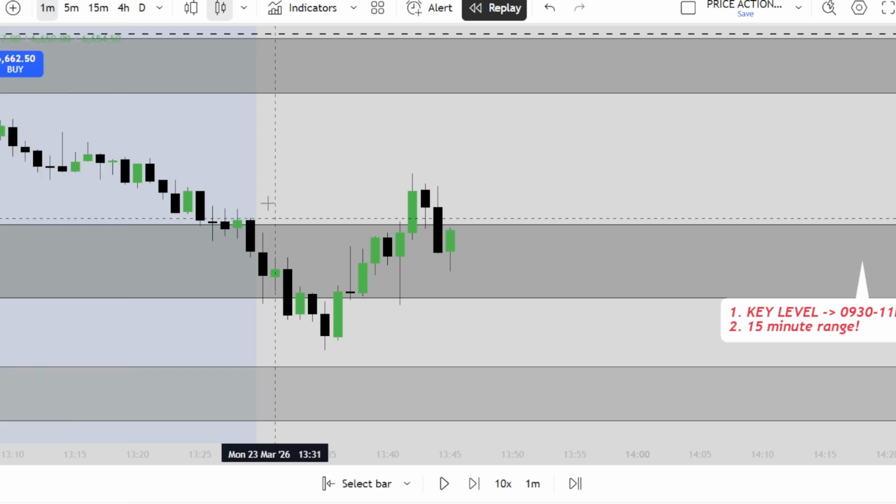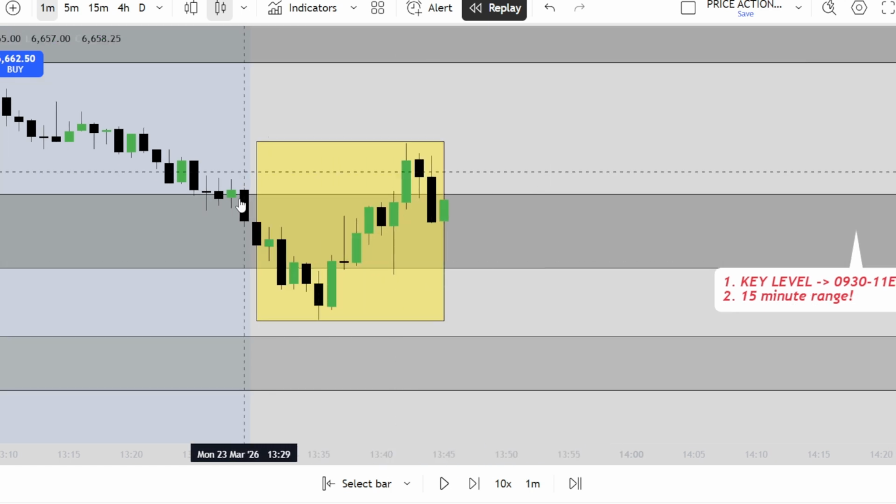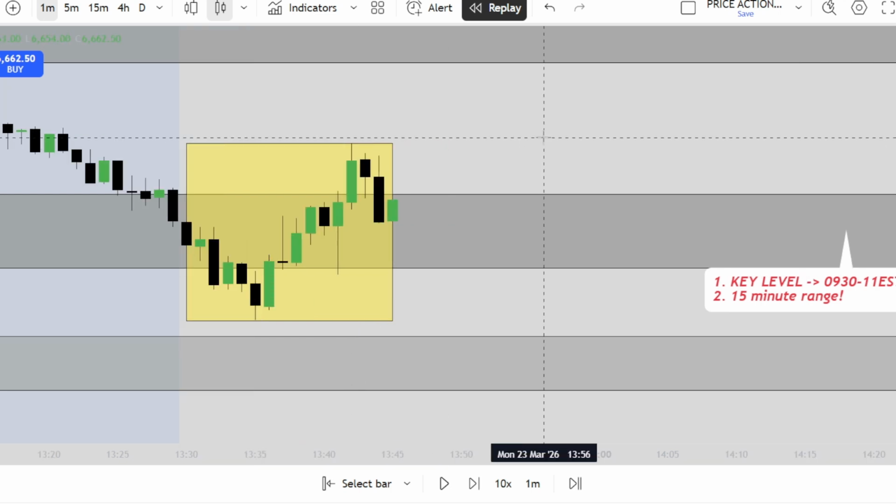So what we do is I draw a yellow box from 9:30 to 9:45. So it looks something like this. 9:30 to 9:45. That's the first 15 minutes, right?